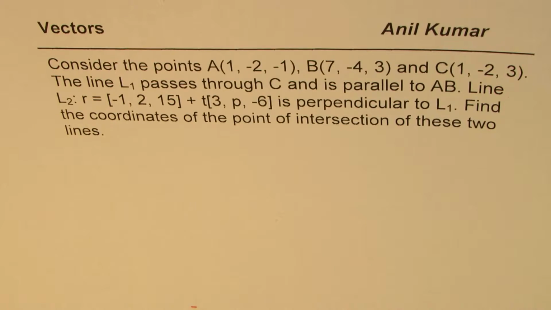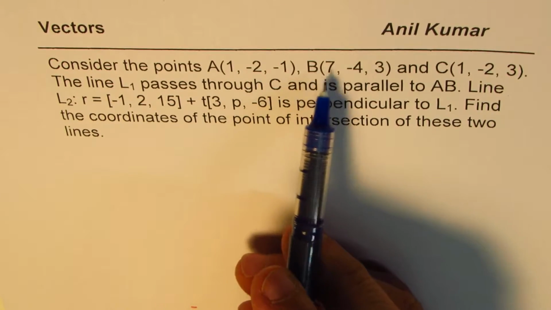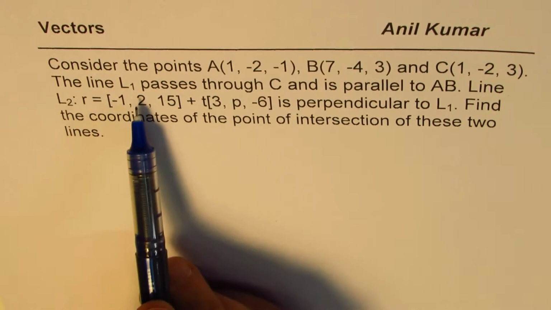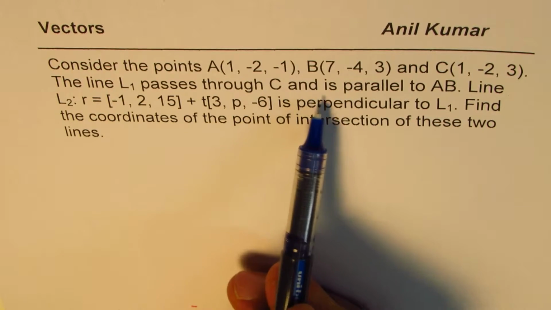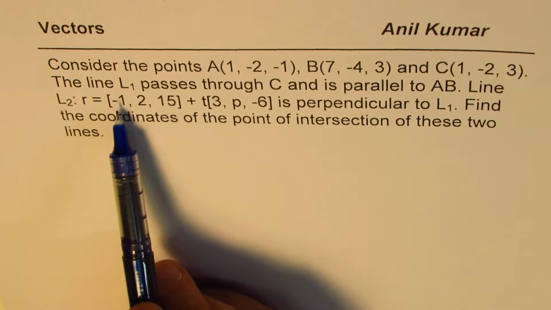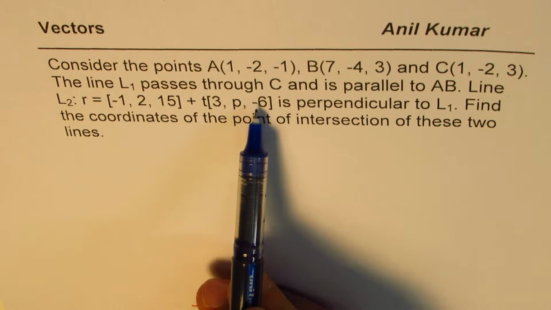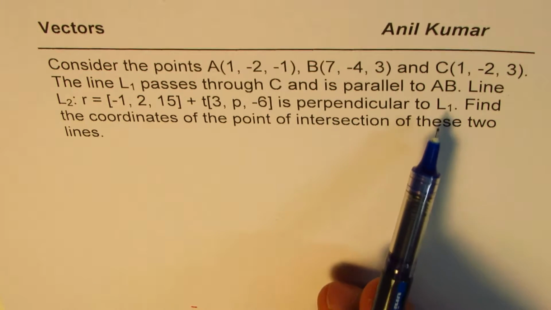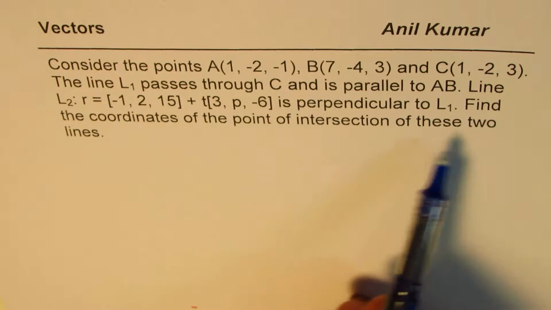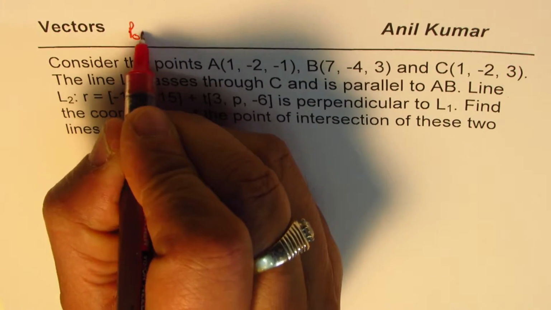The question here is: consider the points A (1, -2, -1), B (7, -4, 3), and C (1, -2, 3). The line L1 passes through C and is parallel to AB. Line L2, r = (-1, 2, 15) + t(3, p, -6), is perpendicular to L1. Find the coordinates of the point of intersection of these two lines. So we need to find the point of intersection in this case, right?